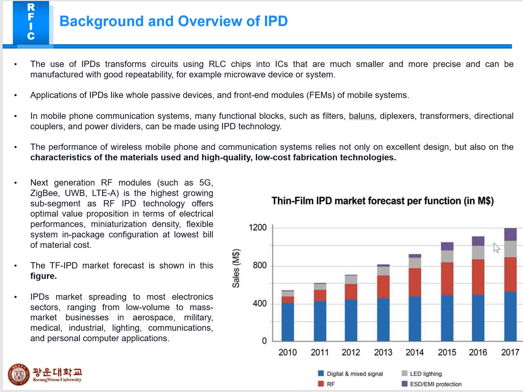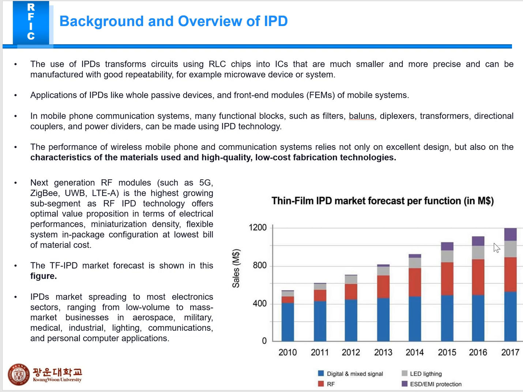As you can see in this graph chart, the blue shaded part is digital and mixed signals, red is for RF, gray is for LED lighting, and the purplish color is for ESD and EMI protection. RFID technology is the highest growing sub-segment. This has an optimal proportional and flexible system-in-package configuration at the lowest bill of material cost.